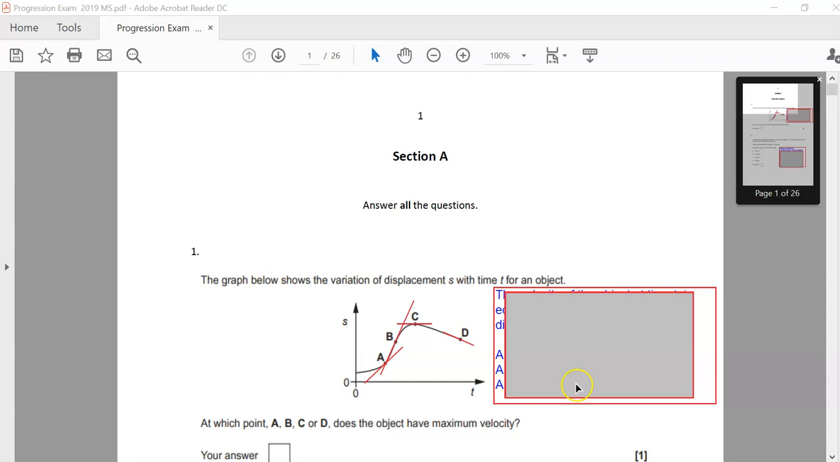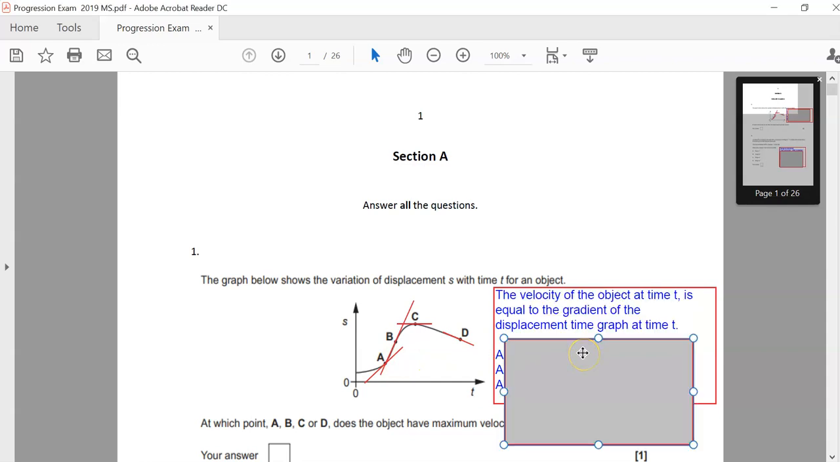So let's have a look at question number 1. At which point A, B, C or D does the object have maximum velocity? So we've got S for displacement on the vertical against time, and everyone should know the link between displacement and velocity. Velocity is the rate of change of displacement. So in a graph of displacement against time, we've got to look for where the rate of change is greatest.